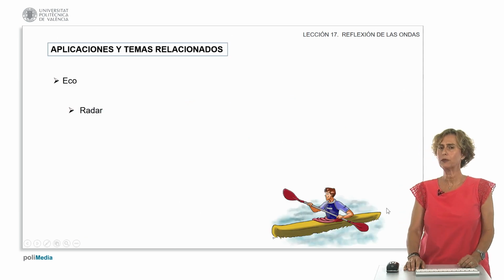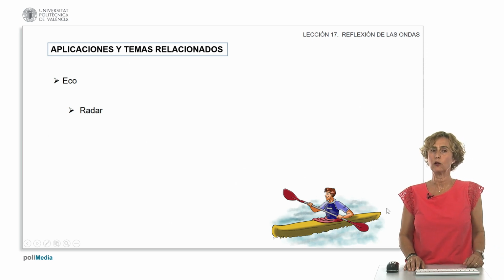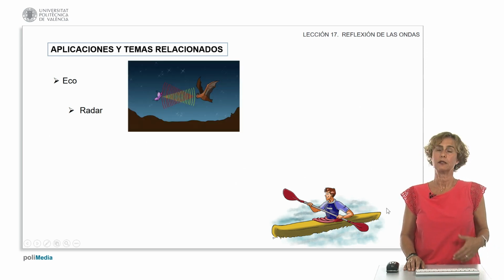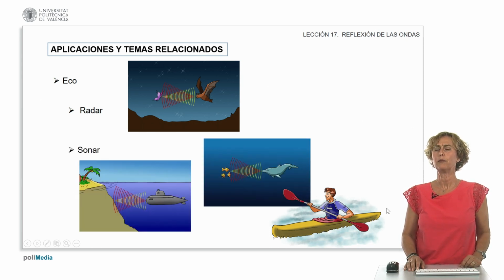Well, having seen this, we are going to see the applications and related topics. First of all, we can point out the echo. The echo is used both by animals as well as radars. It consists in the transmission in the air. There is a reflection, and then that will give us information about where the different objects are located. Also sonar, which is the same phenomenon, but in water. It will be valid for both animals and ships, for example.